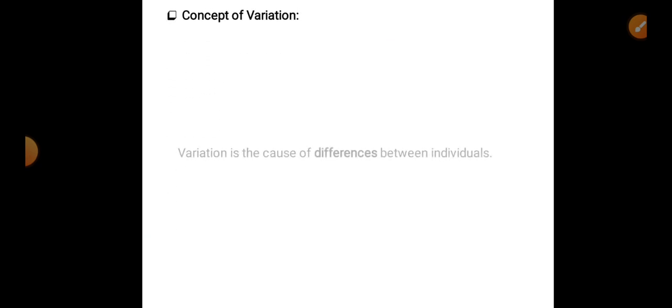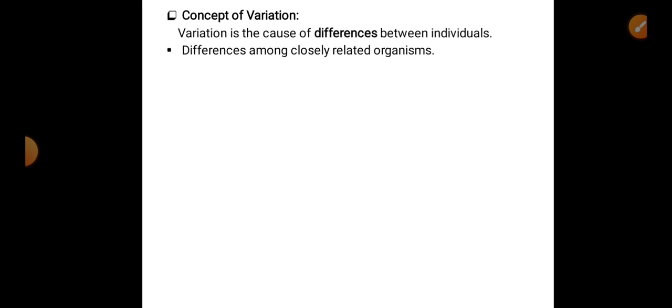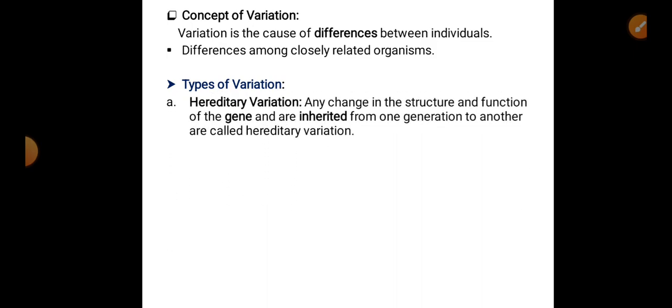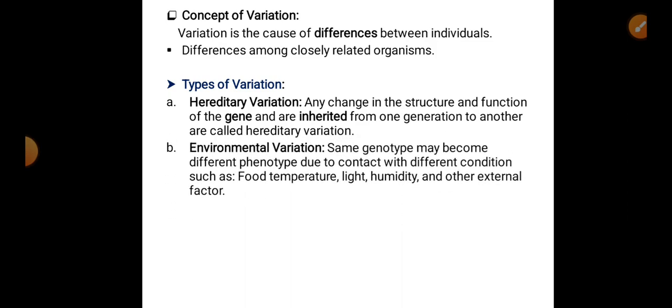Now, the concept of variation. Variation is the cause of differences between individuals. That means the individuals look different from each other. That is due to the variation, differences among closely related organisms. Except two identical twins of a common parent, no two individuals look similar, and that is due to the variation.